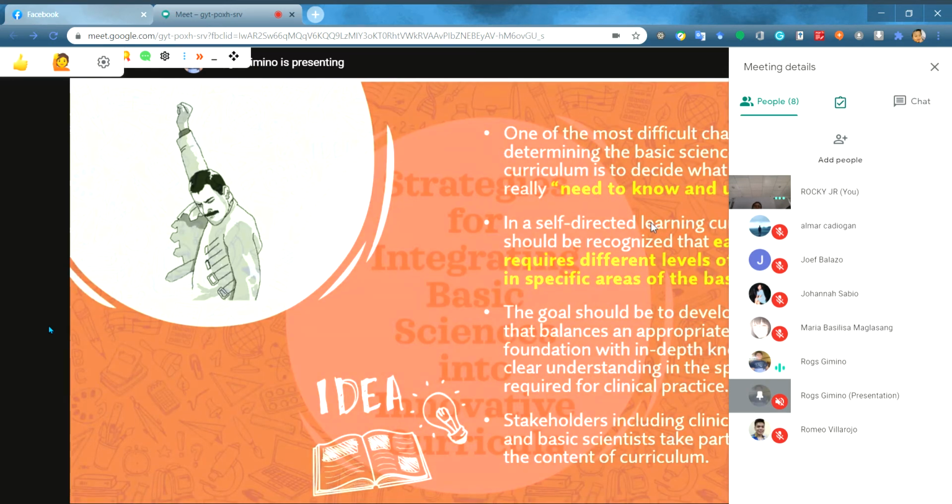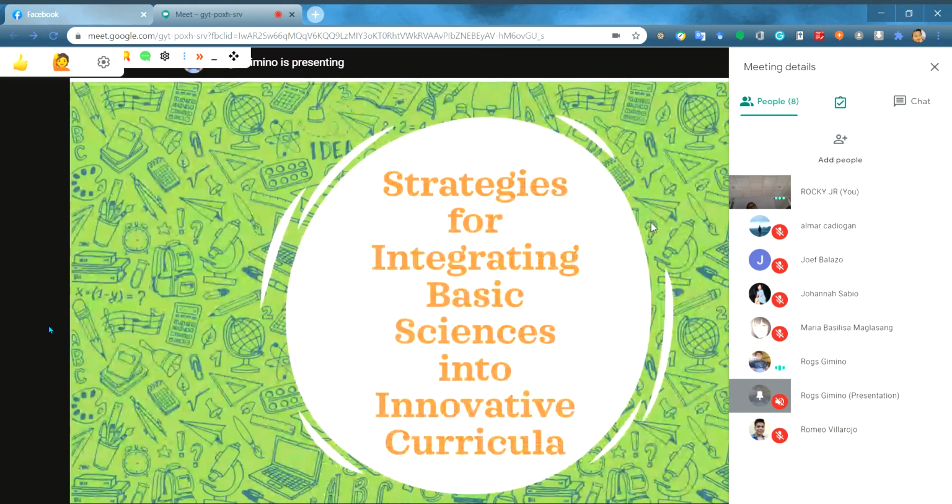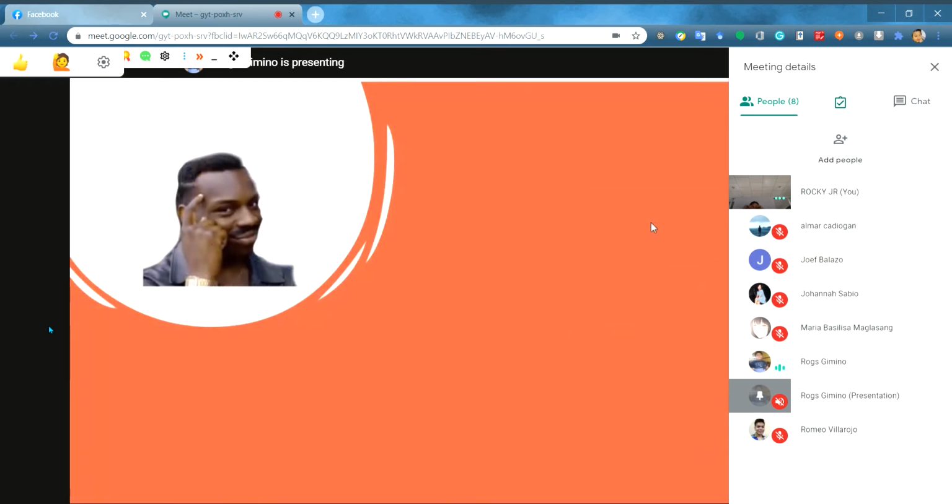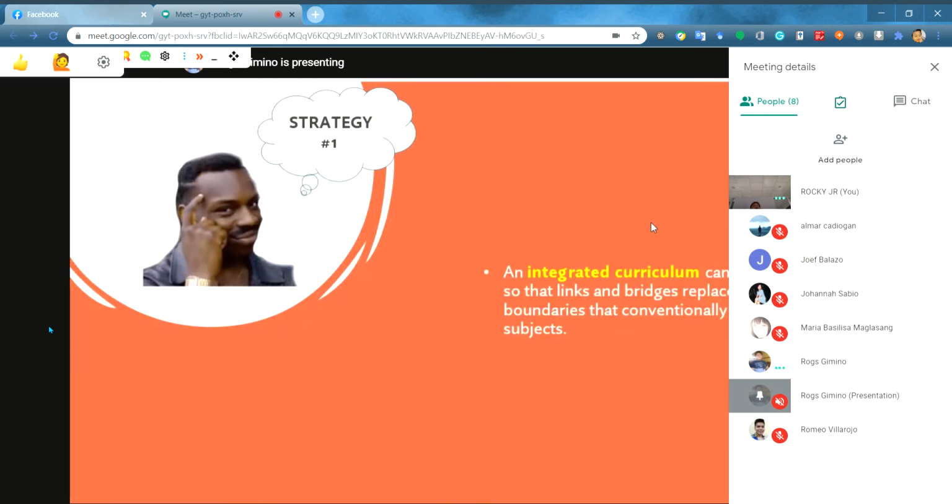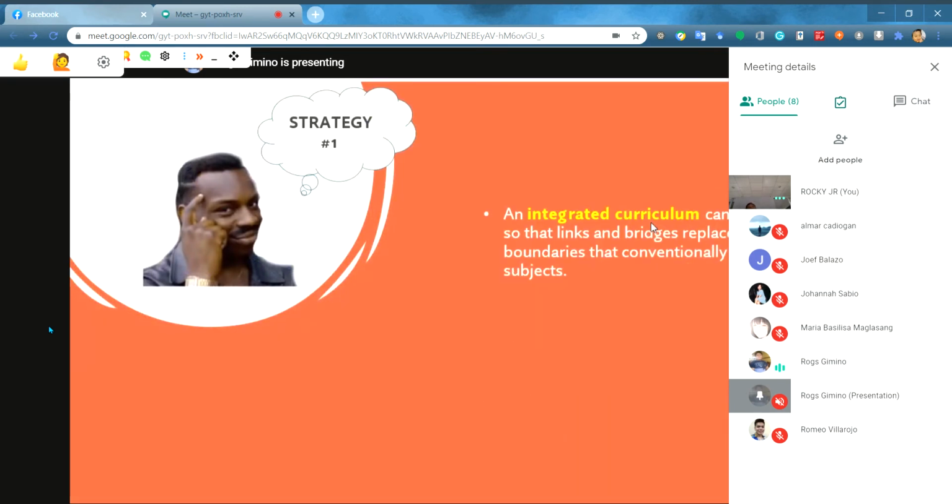So strategies for integrating basic sciences into innovative curricula. Here we'll be talking about their strategies in applying this so that students have an active learning experience. Okay, so first strategy. An integrated curriculum can be designed so that links and bridges replace the boundaries that conventionally divide the subjects.